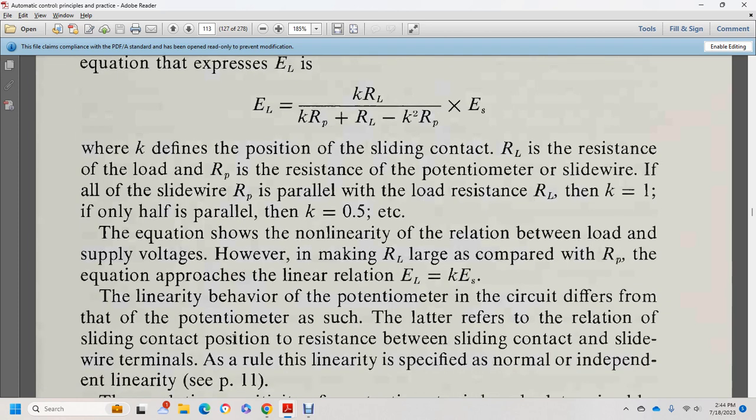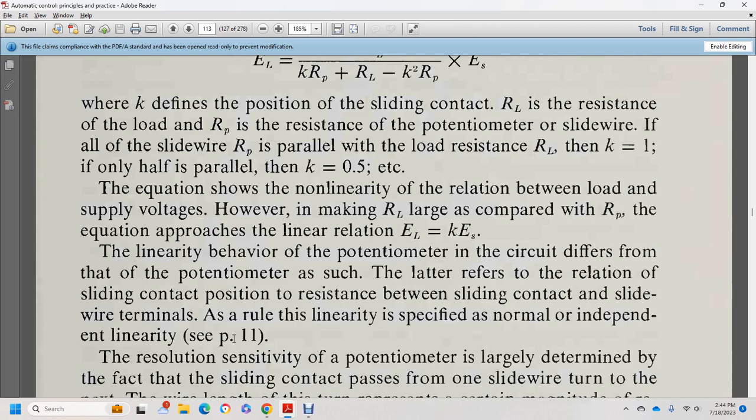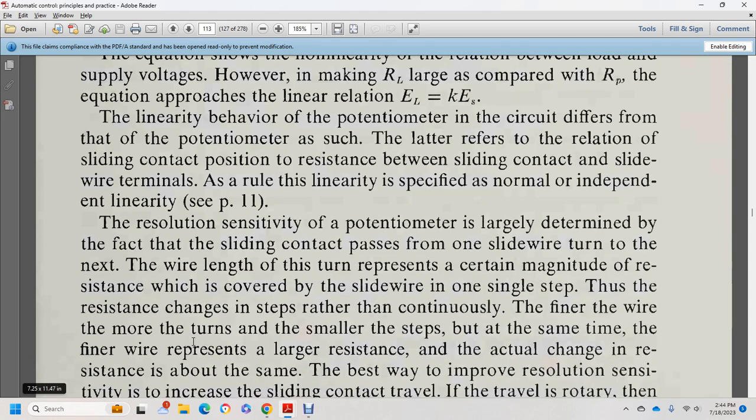The linear behavior of the potentiometer circuit differs from that of the potentiometer as such, and is later refined with the relation of the sliding contact position and the resistance between the sliding contact and the slide wire terminals. As a rule, the linearity is specified as the normal independent linearity.